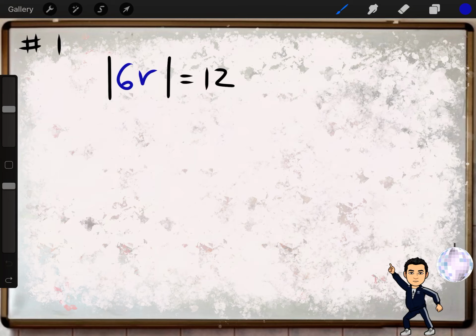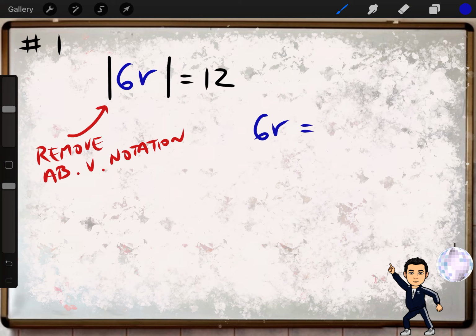Now, the first thing we want to do is remove the absolute value notations. So you're going to remove it, and in the next sentence, you're going to write 6r is equal to 12. That's not all. It's going to be 6r also equals negative 12, because absolute value is talking about distance. So that's something you need to understand.